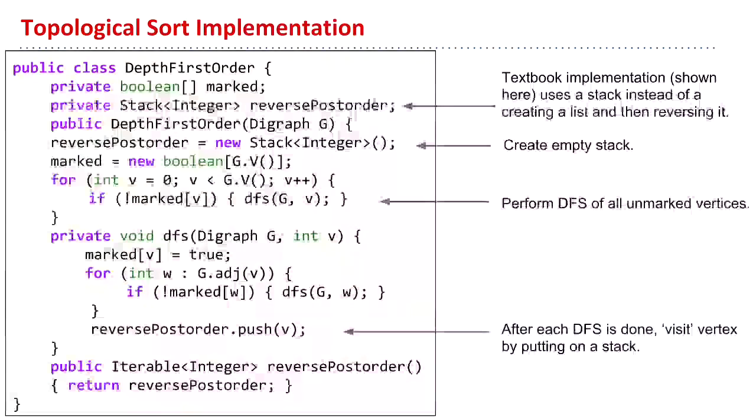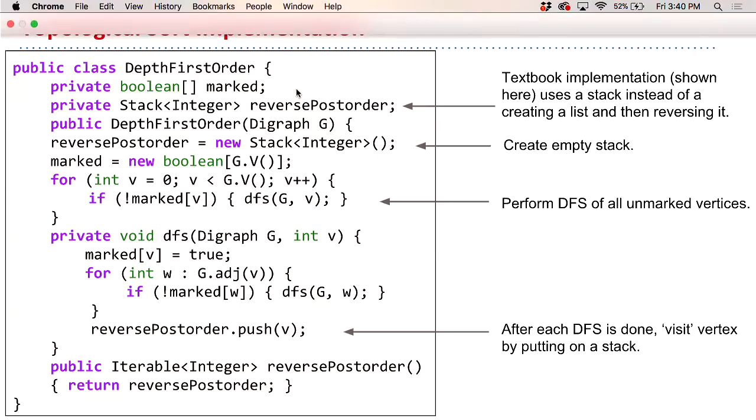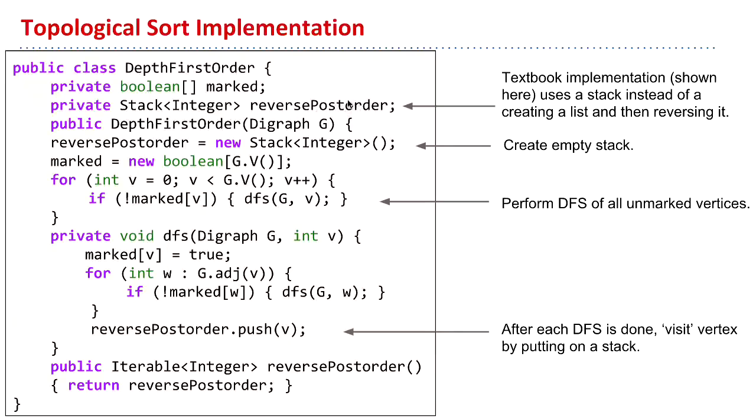Okay, if you want to know what this looks like in code, again, I don't care that you look at all the little details here. This is just the textbook implementation. I'm showing you to convince you that there's nothing magic. Okay, so the key point is we create a stack of integers, which is going to be the reverse post order. Whenever you create one of these depth first order objects, it's like a magic device.